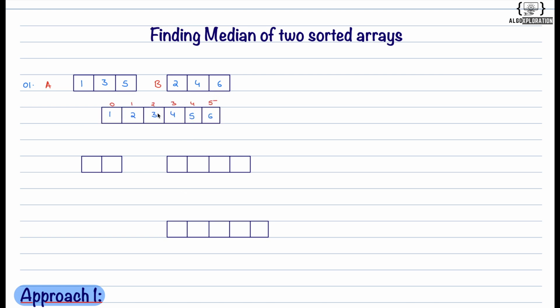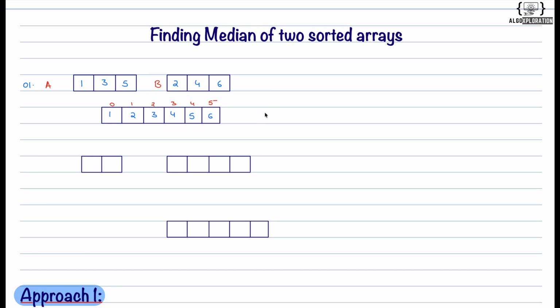Now for this array, if you need to find the median, we need to check what is the length. Here we can see that the length of the array is even. For finding the median of an array, we just need to see which element is the middle one. Here we can see that the two mid values are 3 and 4. So we need to find the middle element of 3 and 4.